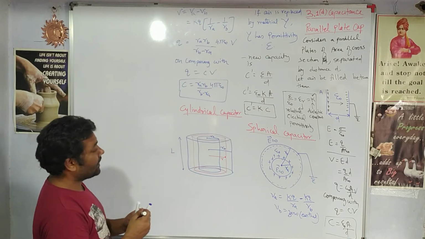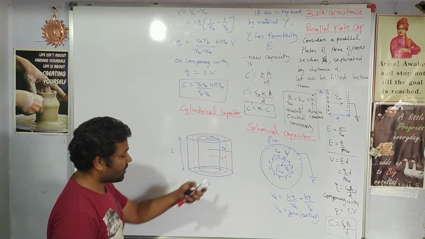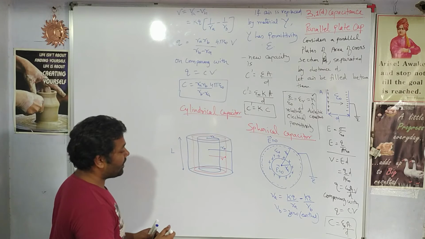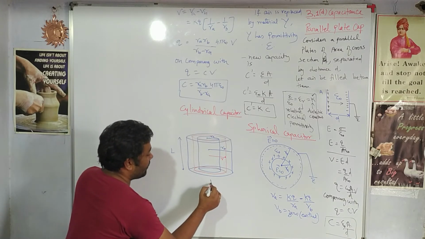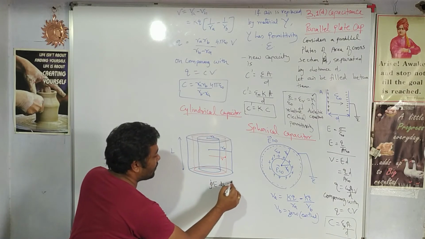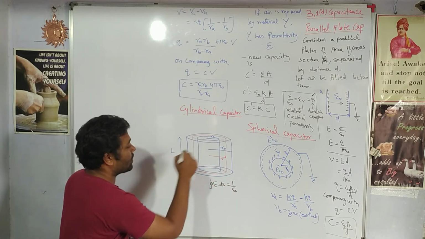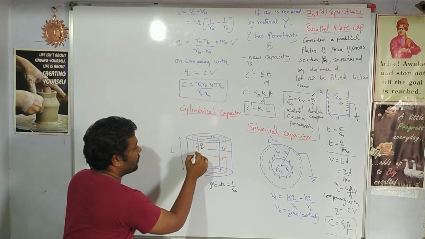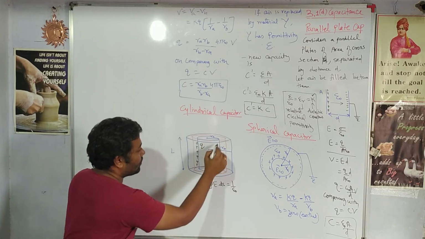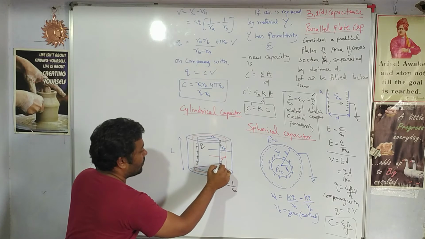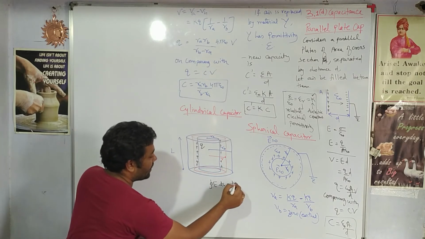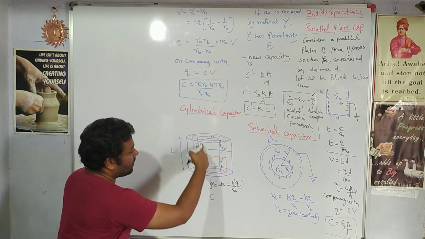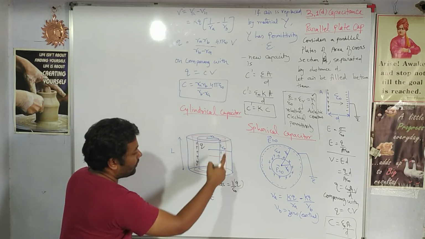And what will be the flux at this point, or what will be the electric field? Applying Gauss law, the surface integral of E dot dS is 1 upon epsilon times the charge enclosed. Let us say the inner cylinder is given charge Q, which is uniformly spread throughout. So applying this formula, the electric field will be, what is the area of this Gaussian surface?